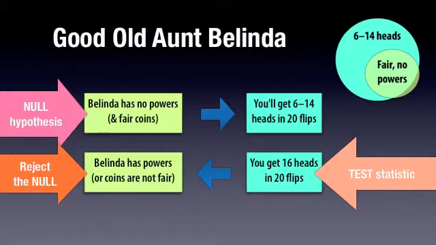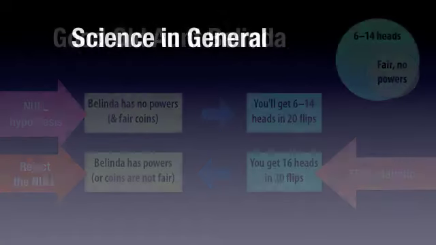If you get something that's in that 6 to 14 range, that means it's in the blue circle. And then you can't tell anything about the yellow circle. It could be in or out. So we'll see what that means. But first we're going to look at science in general.